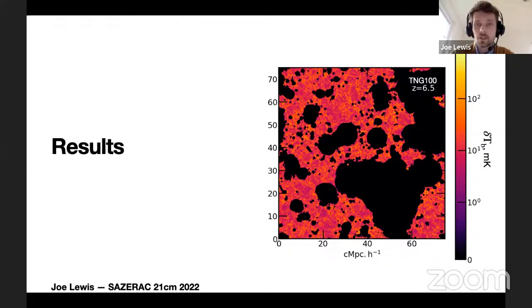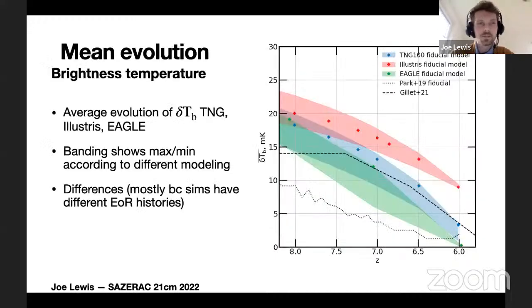And this is just a quick map of the brightness temperature in TNG at a redshift of 6.5. So first up on our tour is something already a bit more quantitative, and it's the mean evolution of the brightness temperature in TNG, Illustris, and Eagle. On the right here is a function of redshift.